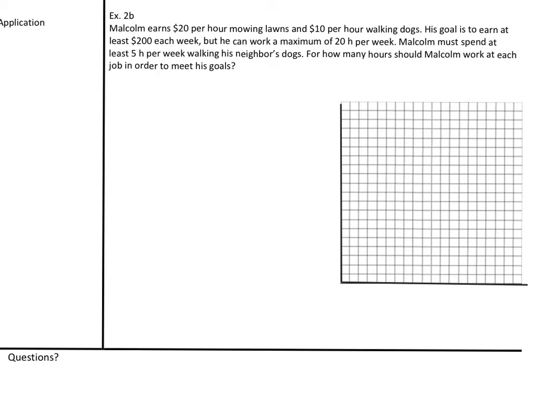What we'll do is create a system of linear inequalities to determine the best amount of time spent at each type of job. We've read through it, so the next thing we should do is determine what our variables represent. Well, we want to know how many hours he works at each job, so our variables should represent each type of job. I'll let X equal hours mowing the lawn. And then let's let Y equal the number of hours walking dogs.